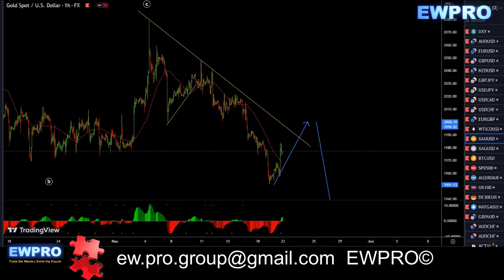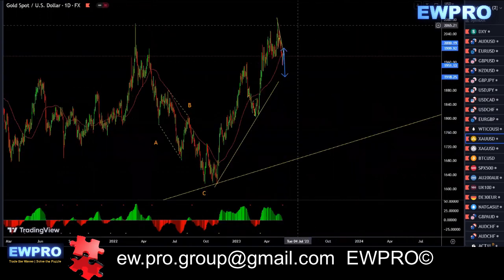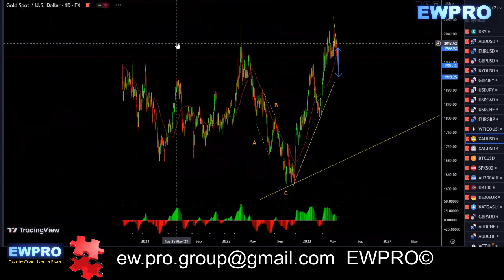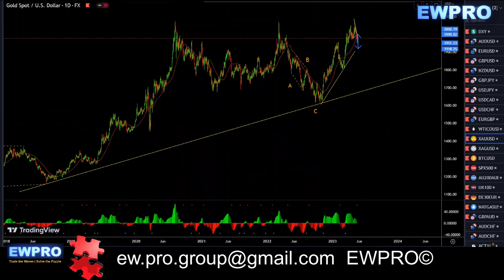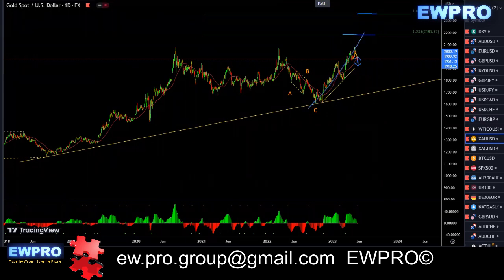Gold on the daily. So on the weekly, we've broken this top and we got a wave Z. This is a wave Z on the weekly, and it still can get up to these targets, the 123.6 and the 161.8. There's nothing to say that this wave here is over yet on the higher time frame.